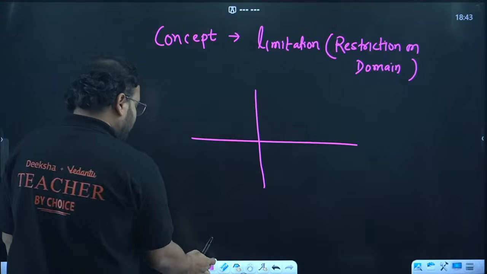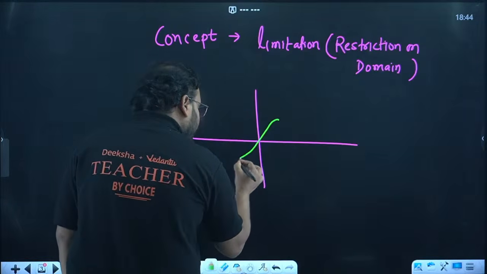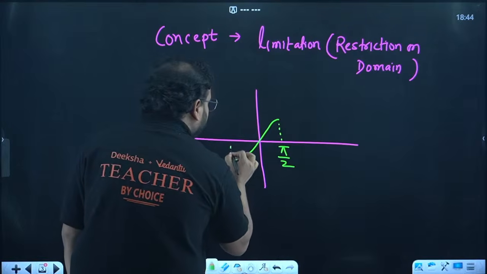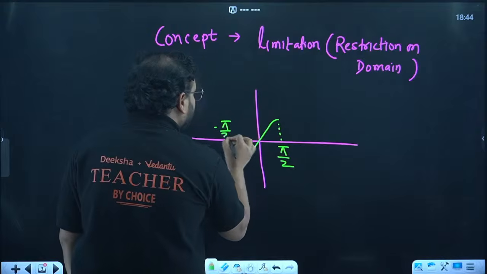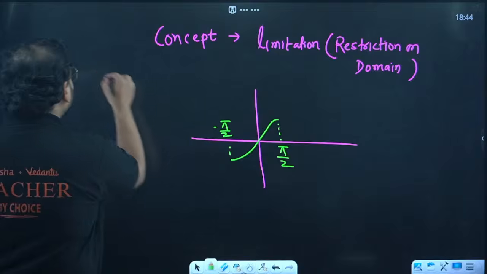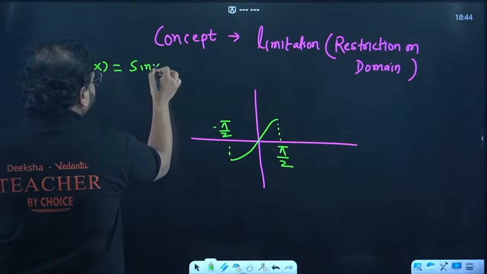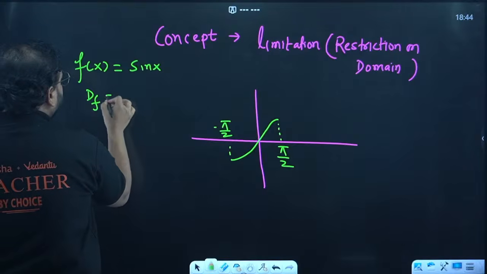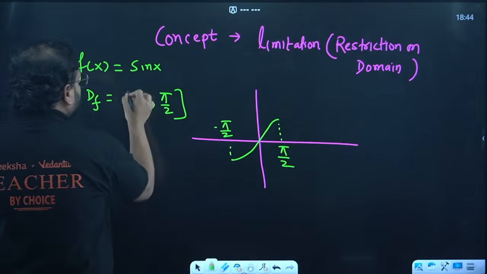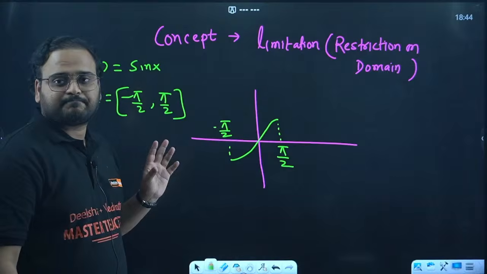If I draw the function y equal to sin x only in the domain of minus pi by 2 to pi by 2. So if I'm writing, let's say, a function f(x) equals sin x, where the domain of the function is simply minus pi by 2 to pi by 2. What I've done is give a restriction; I have cut the domain like this.